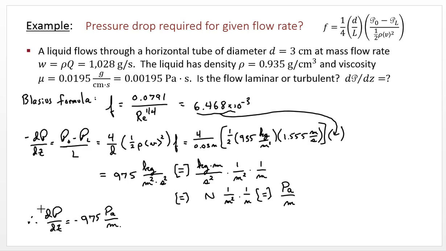Now you don't have to do this final analysis here. You could leave all this as kilograms per meter squared second squared, but it's often good to check the units, make sure it comes up with something that makes physical sense. In this case, units of pressure are pascals, so it changes by a pressure unit per distance along the pipe or tube, which is exactly what we want. So that's a very simple example of how to apply these correlations to find the pressure drop required to maintain a given flow rate, and it illustrates the use of the friction factor quite nicely.